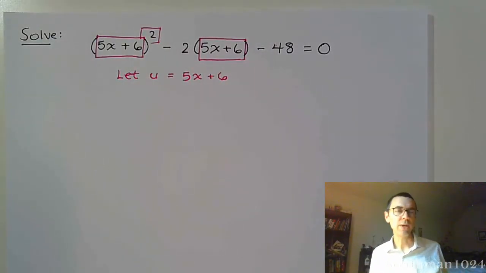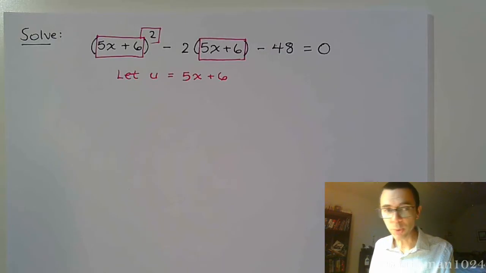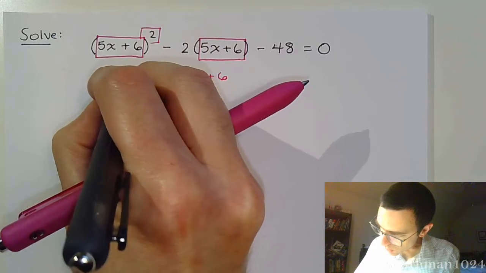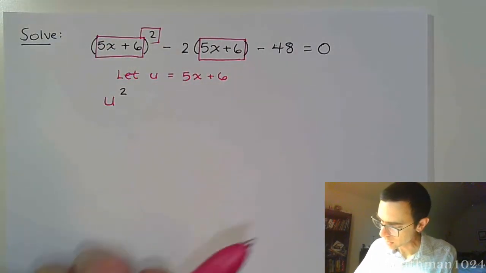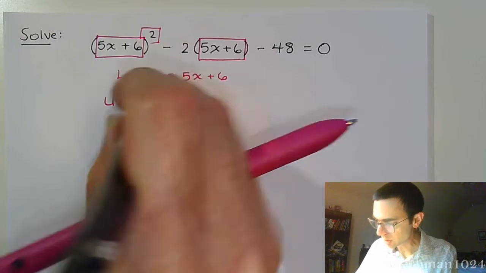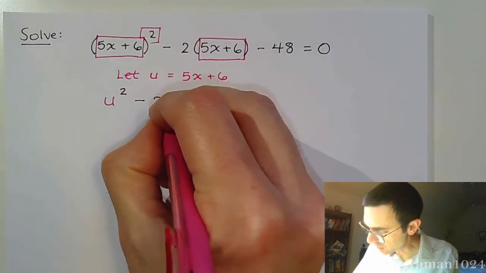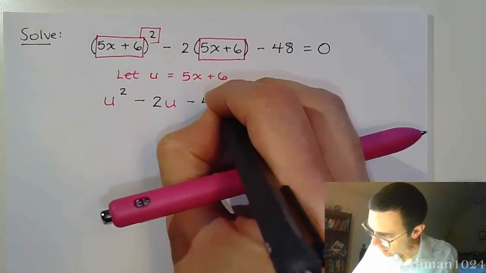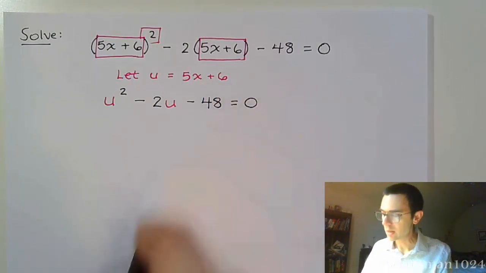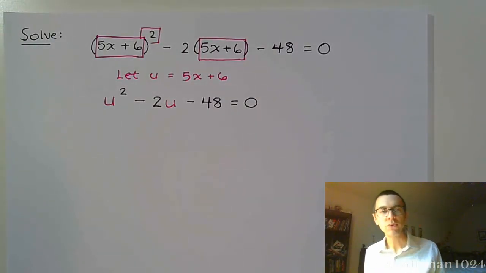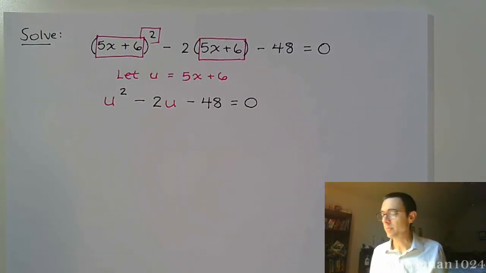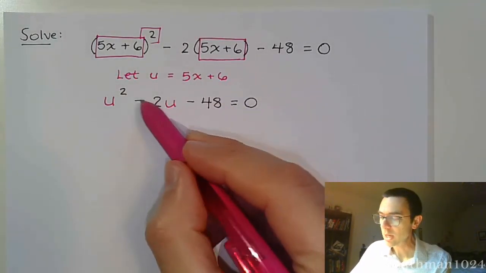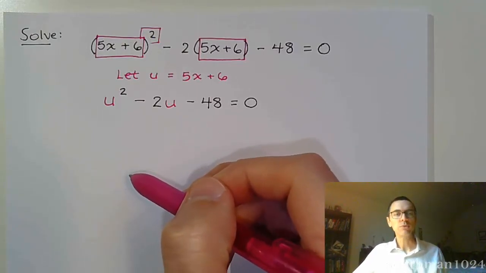So we're making a little transformation of sorts. And now we're going to rewrite the problem. So this is now going to be u, the square is still there, minus 2, and instead of 5x plus 6, we write u, minus 48 equals 0. So we've kind of changed the way that this problem looks. Instead of having the 5x plus 6, which kind of complicates things, we now just have these little u's, and you treat them like a normal variable.